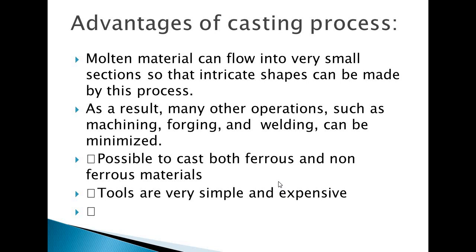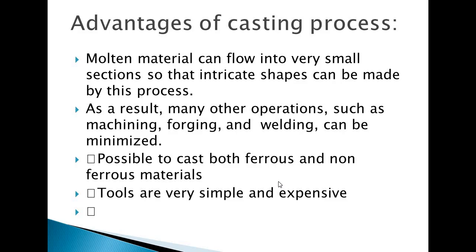The first advantage is that molten material can flow into very small sections, so intricate shapes can be made by this process. The molten metal is in liquid form, so it can go into the intricate shapes of the mold. Intricate shapes means small sections, and because of the liquidity and flowability, the metal can go inside them. That is the most important point here. Whatever intricate shapes are present inside the mold cavity, the flowable liquid metal goes inside that cavity.